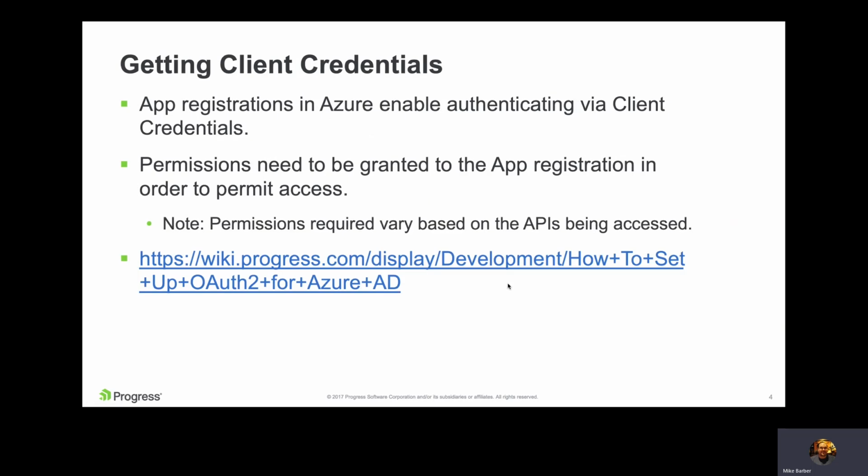First step is getting client credentials. To do that, you need an app registration. You can do that in Azure, and that's how you get client credentials. Permissions needed can be granted to the application registration in order to permit access. Permissions required vary based on the APIs being accessed. And we've got a write-up on all of the steps I'm going to cover in this demo. So let's proceed.